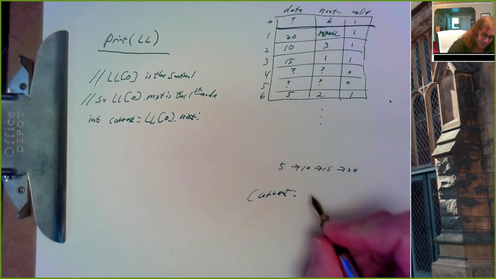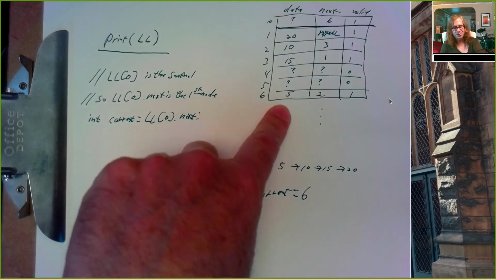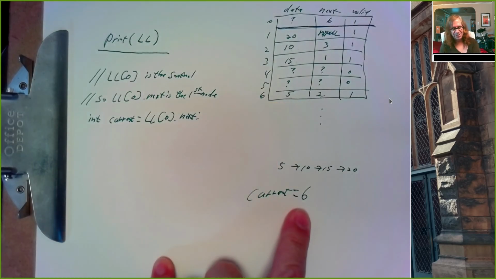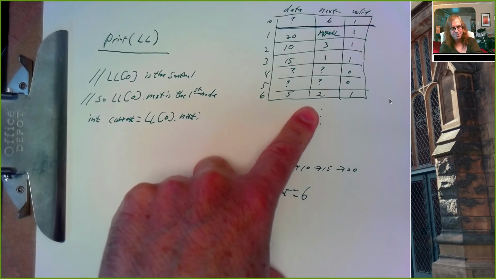Which means current's going to be equal to 6. By writing this out, by having all of this information here, it helps me write my next line of code. Because what I want to do is print the data value of that first node, while current is 6, that's the index of this node in my array.